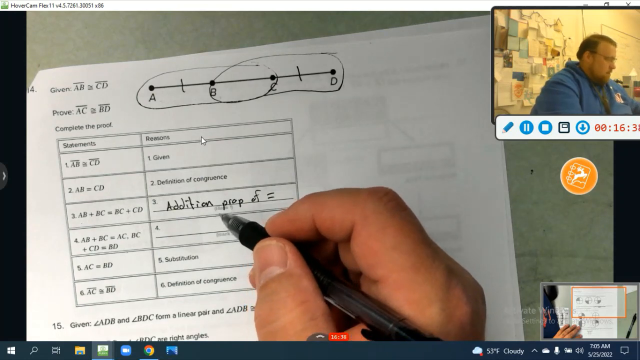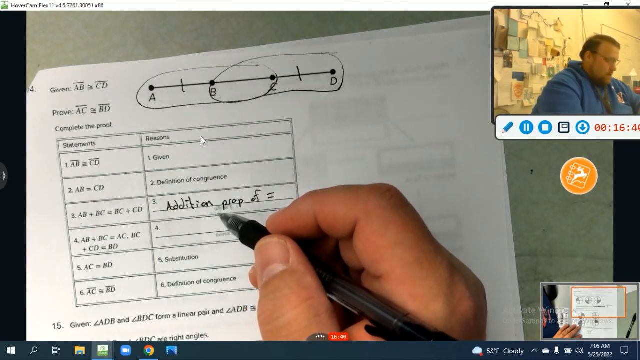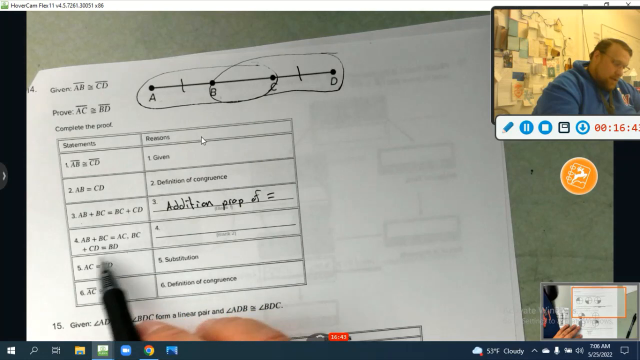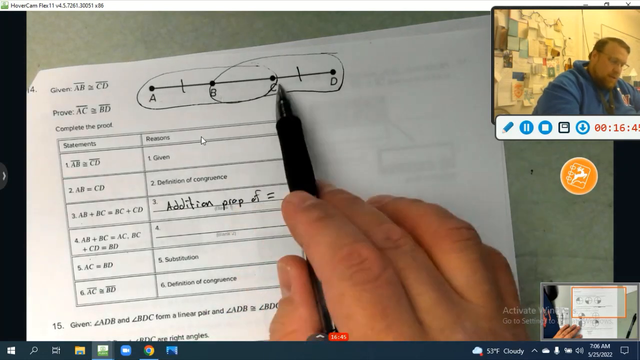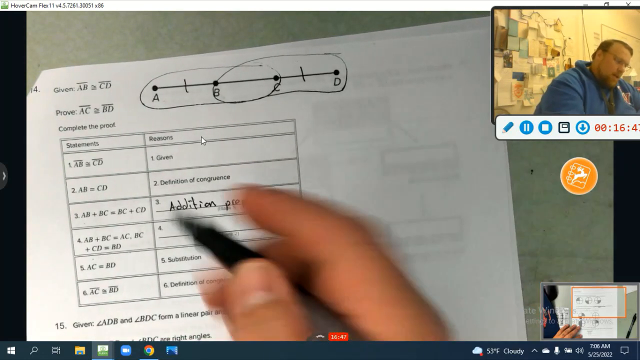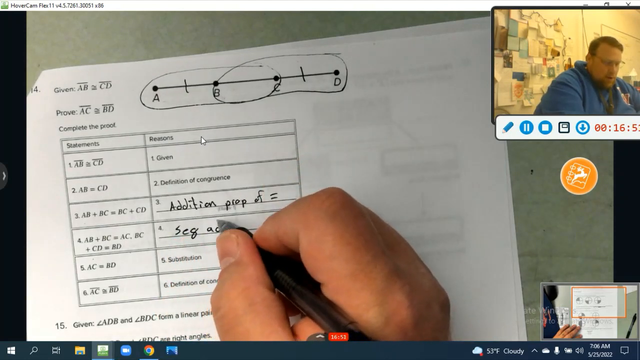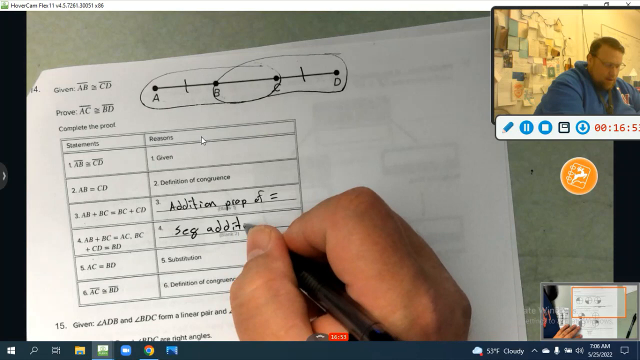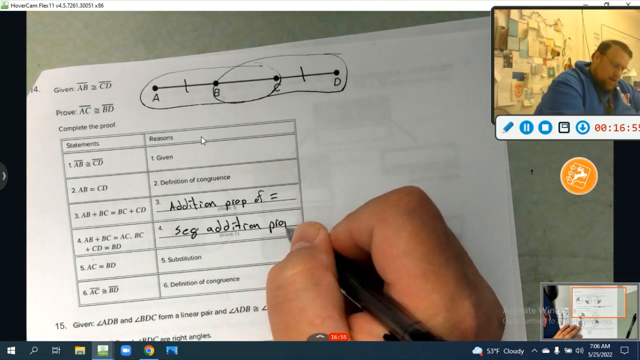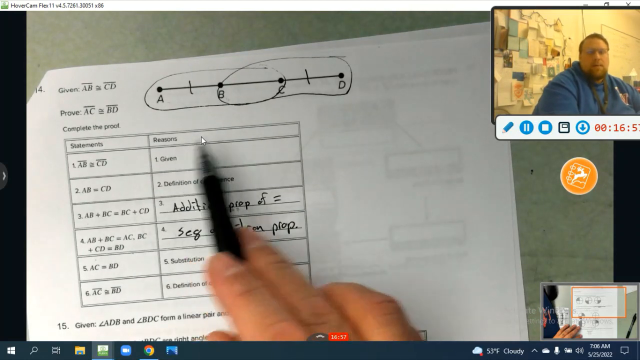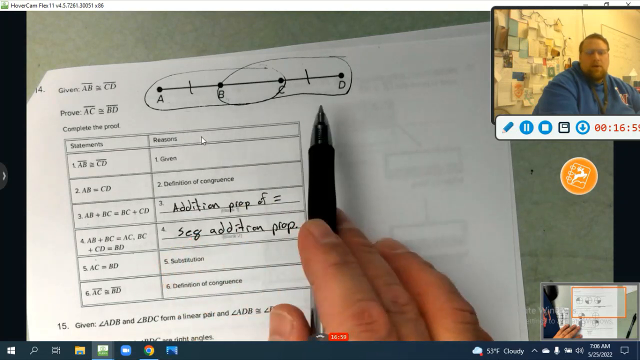And then, what else are we saying? BC plus CD equals BD. That's just segment addition, right? We're adding segments. So that's the segment addition property. That just says the sum of the parts, the segments, equals the whole segment.